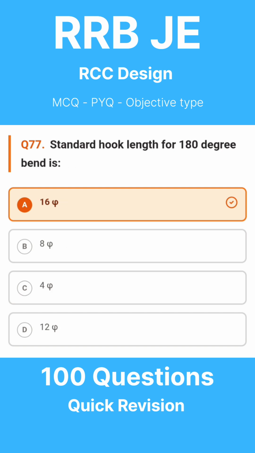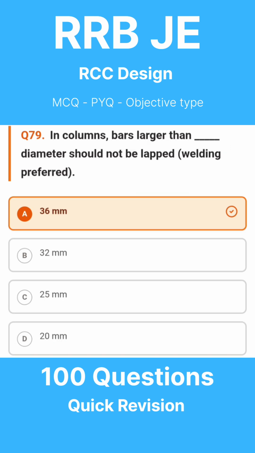Question 77. Standard hook length for 180-degree bend is. The correct answer is 16 phi. Question 78. Standard hook length for 90-degree bend is. The correct answer is 8 phi. Question 79. In columns, bars larger than blank diameter should not be lapped, welding preferred. The correct answer is 36 millimeters.